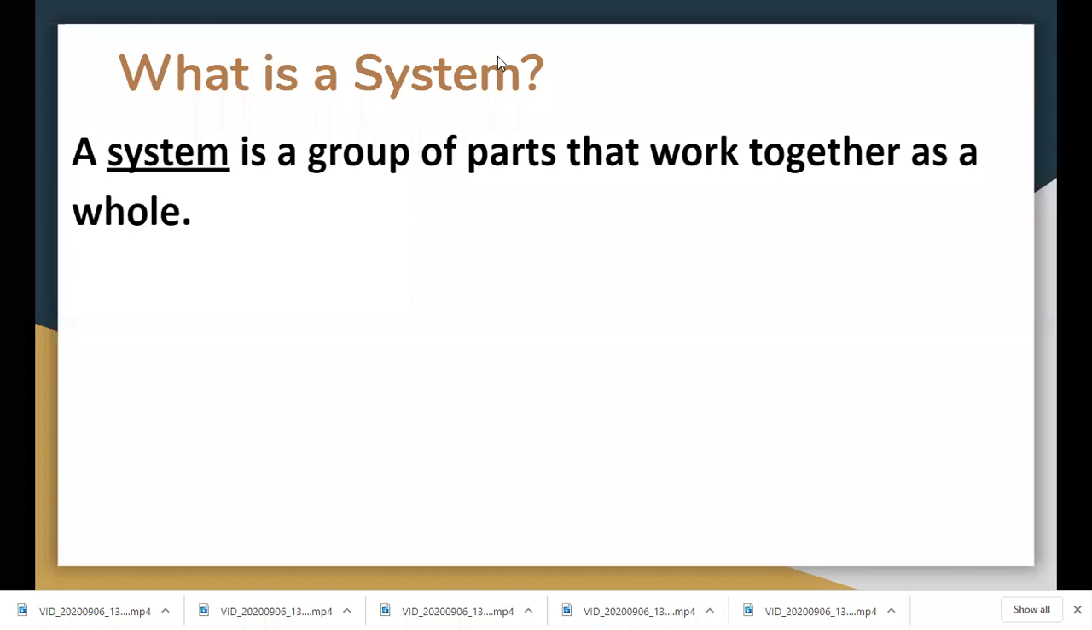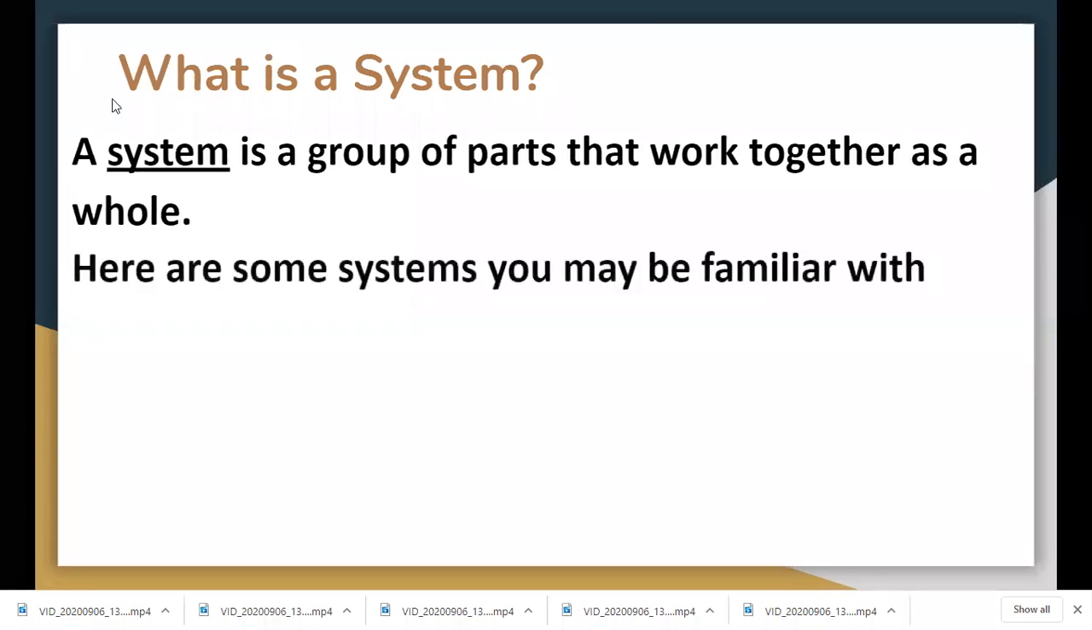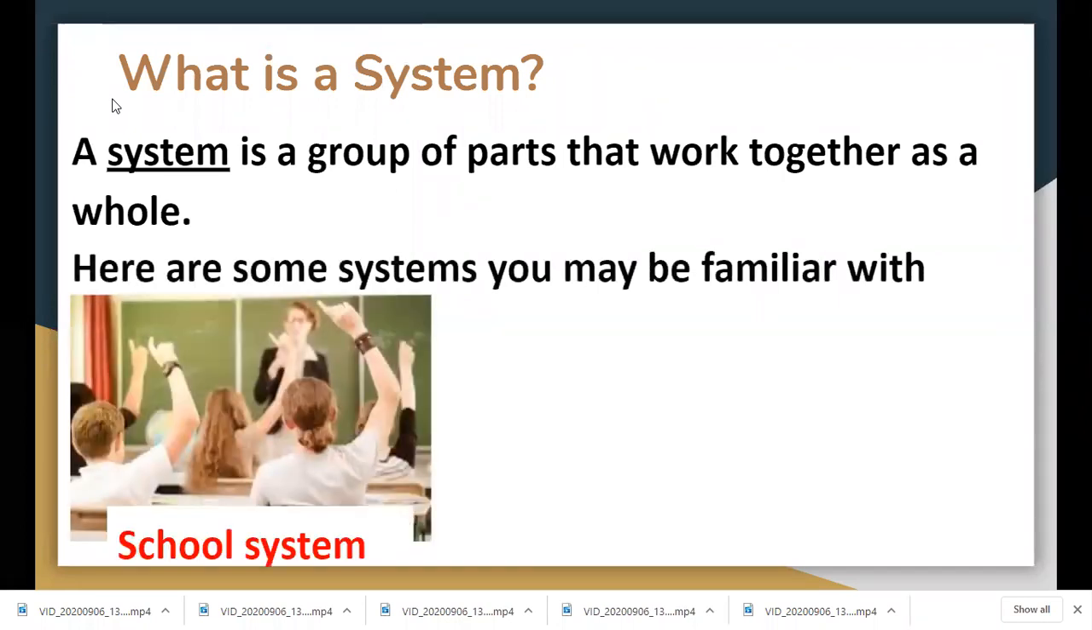So, for example, can you think of some systems? How about a school system? We are currently in the hybrid model in our school system. You might have some friends that are all virtual. You might have some friends that are all in person, right? So a school system is a system that works together with teachers and principals and students and parents and counselors and secretaries and gym teachers and music teachers and art teachers, right?